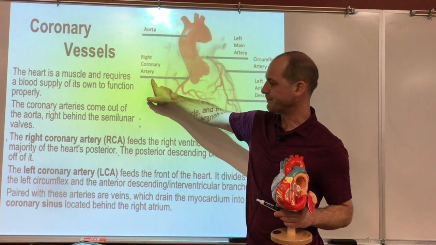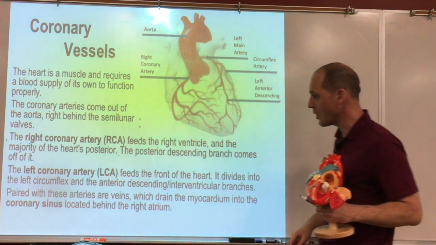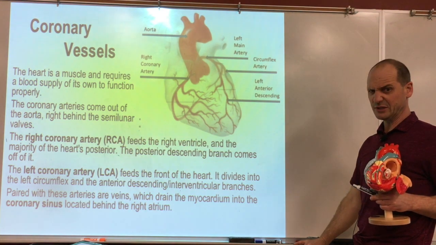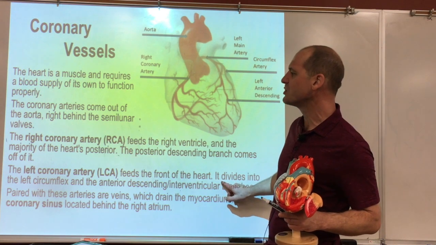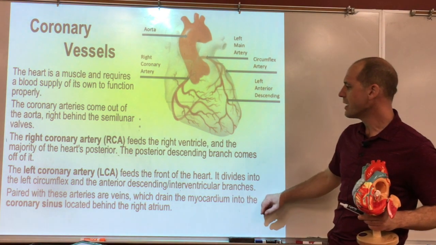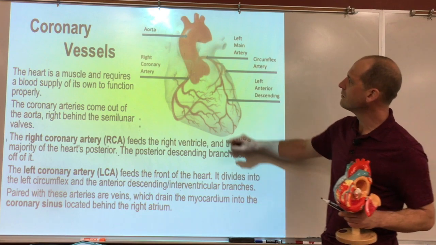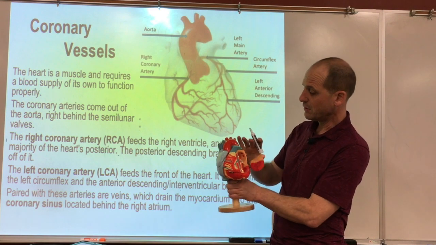On the left side, we have the left coronary artery, the LCA. They like abbreviations, as you can tell, huh? And that feeds the front of the heart. It divides into a left circumflex and an anterior descending interventricular branch. Whoa. Well, I'm going to go through that because that one is on the test.